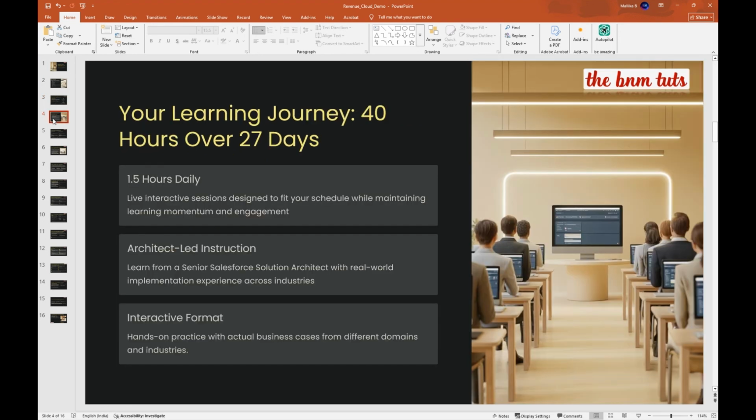Coming to the course, it is a total of 40 hours, which means 27 days. Daily I'll be taking 1.5 hours. I'll be giving you real world examples, explaining each and everything, how we have implemented it for multiple business scenarios. It should be in an interactive format. We will be giving you 10 minutes every day for question and answer sessions.